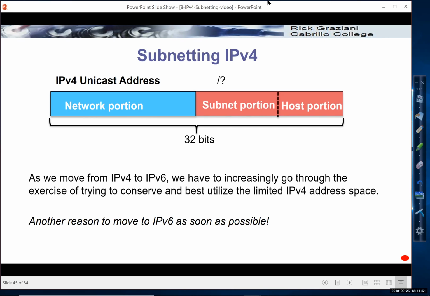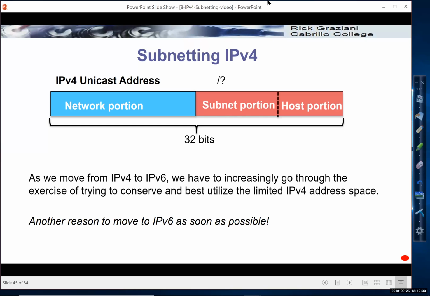Or I have to divide it into 2 big networks and take one of the bigger networks and subdivide that further. That's called variable length subnet masking, VLSM, which we'll talk about in the next video. But I bring it up here because I'm going to show you a bit of this exercise in this video. It's just another reason why we need to move to IPv6, because we shouldn't have to be worrying about conserving these bits and how we're allocating this address space.